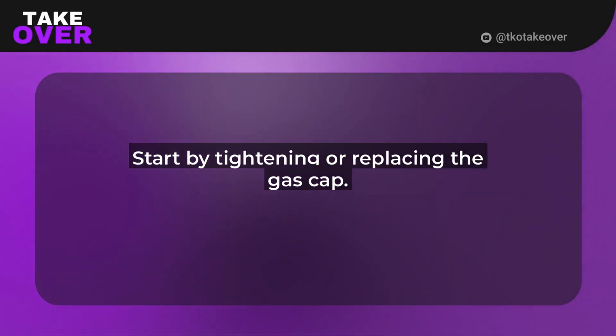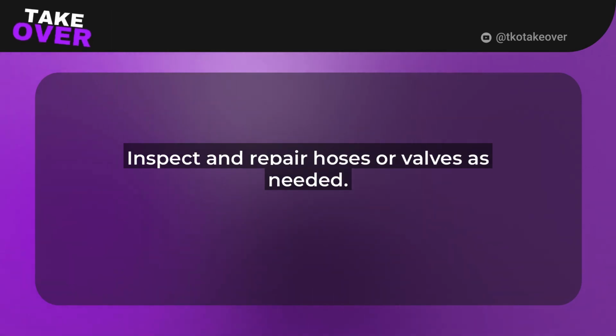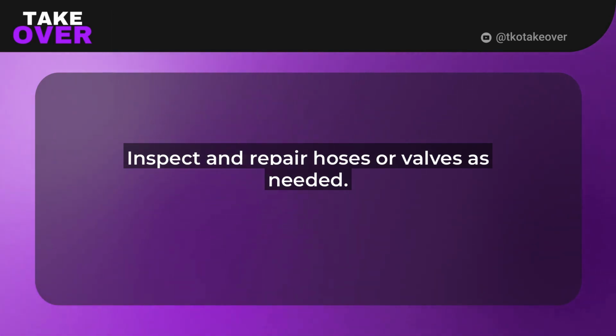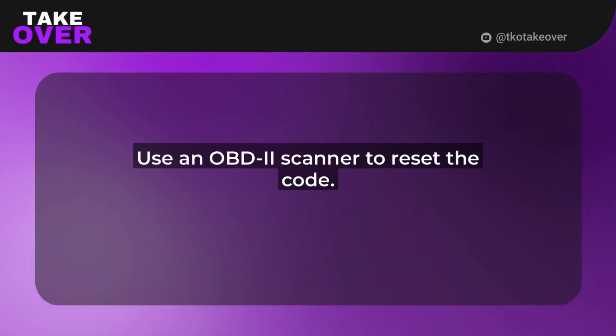Luckily, there are straightforward solutions to tackle this. Start by checking and tightening your gas cap. Give it a good twist and drive around for a bit to see if the code clears. If that doesn't work, inspect all the hoses and connections for any visible damage and replace them if needed. You might also need to test the purge valve with a multimeter or use a smoke machine to pinpoint leaks. Once you've made the repairs, reset the code using an OBD2 scanner.